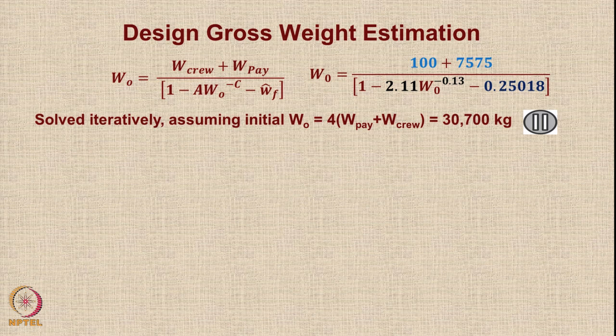So, I would request you to now pause the video, start with the assumed value as 30700, and calculate the RHS value, that is 100 plus 7575 divided by 1 minus 2.11 times 30700 power minus 0.13, minus 0.25018. Then whatever number you get, take that and 30700 together and get the mean of those numbers as the next trial, and so on and so forth till you get a converged solution. I am going to request you to pause the video at this stage and do this calculation, because unless you do calculations, you do not actually appreciate aircraft conceptual design.